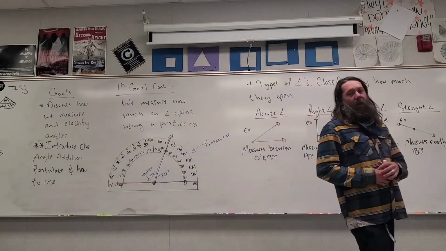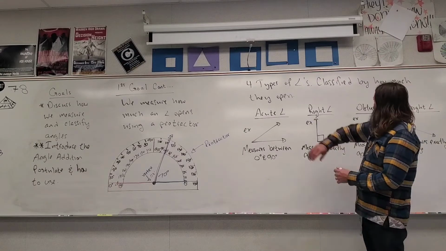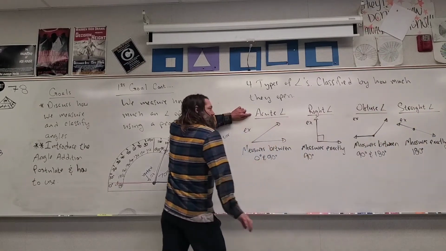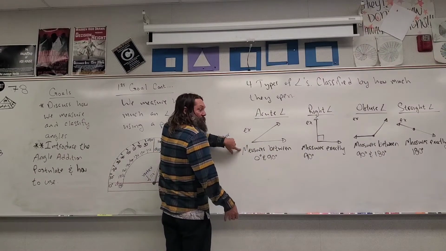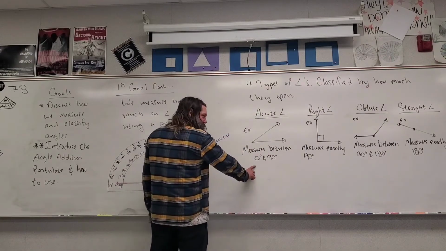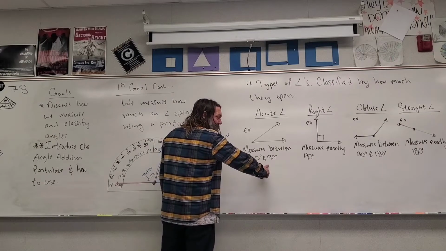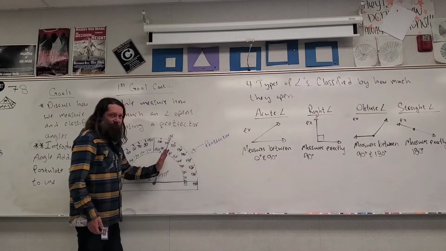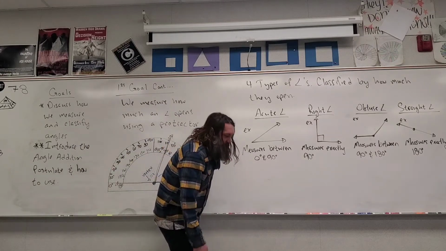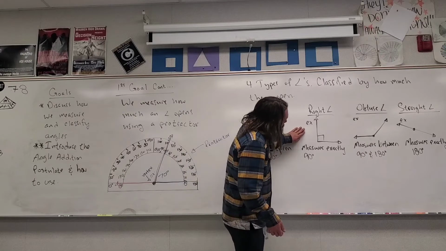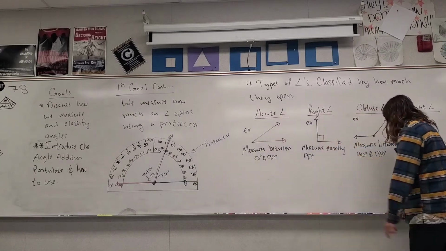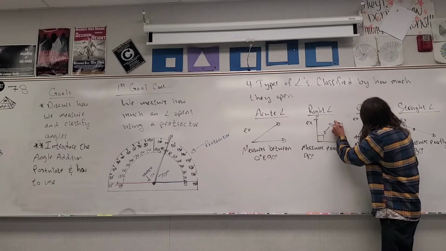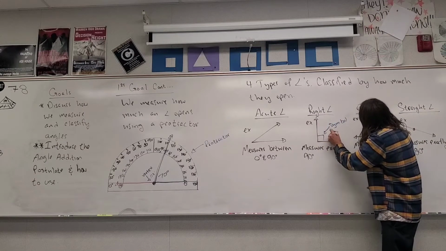It measures angles. Now, we classify the four types of angles by how much they open. An acute angle measures between 0 degrees and 90 degrees. Between, not at 0 or 90, but between 0 and 90. Those are our little angles. Oh, you're so acute. A right angle measures exactly 90 degrees. This little square is the symbol for a right angle.